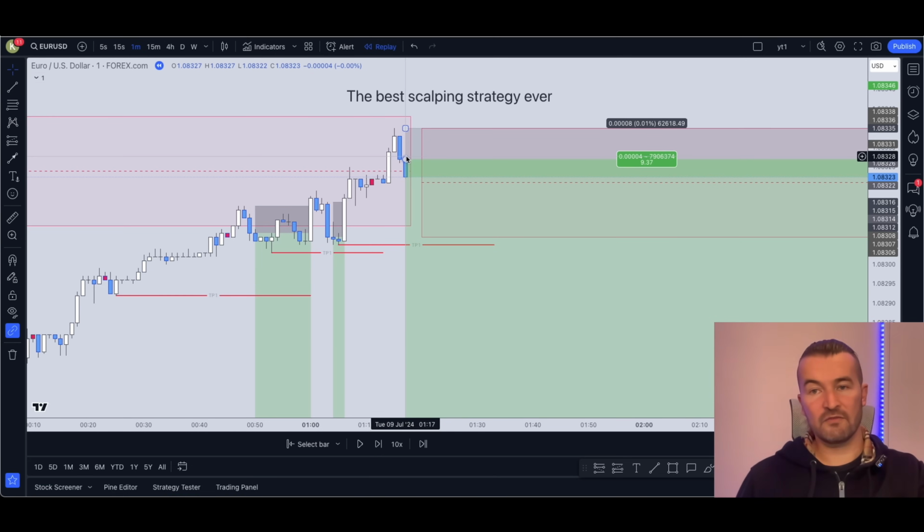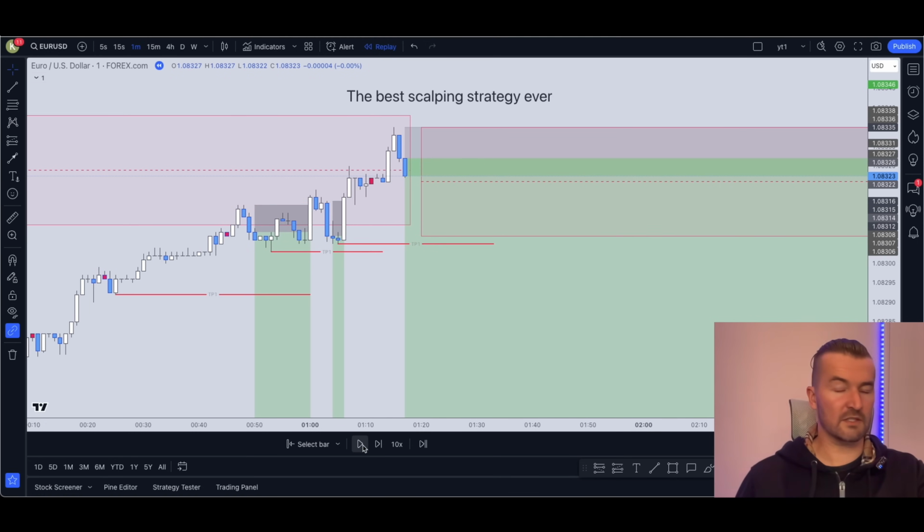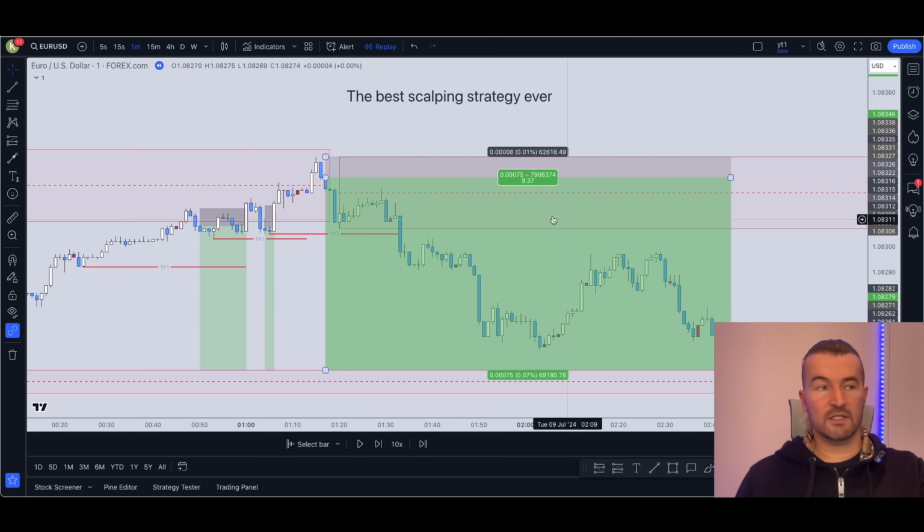So if I hadn't taken this trade, I would have missed out on a 9.37R trade in total. So the first TP was the nearest swing. Obviously, these nearest swings are moving as the market moves, so you need to be paying attention to that. So let's just play it out. So this is how it looks after playing out.